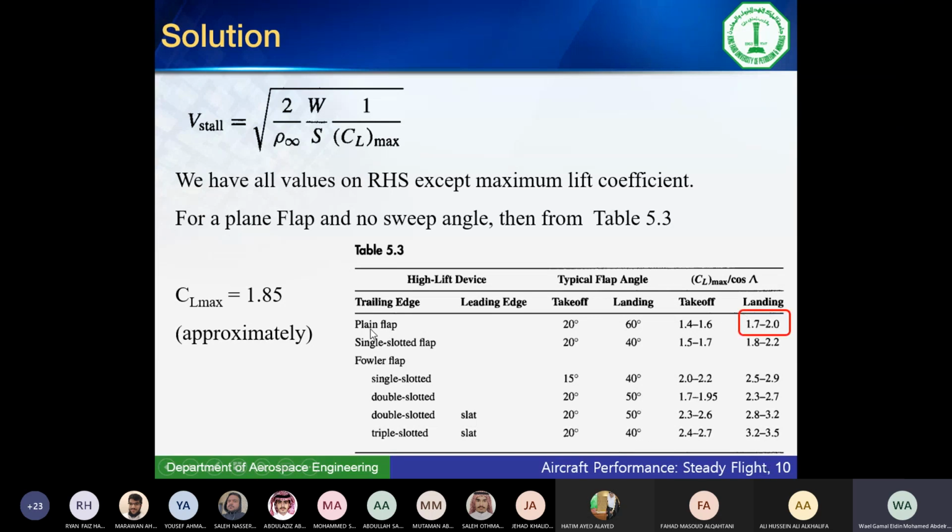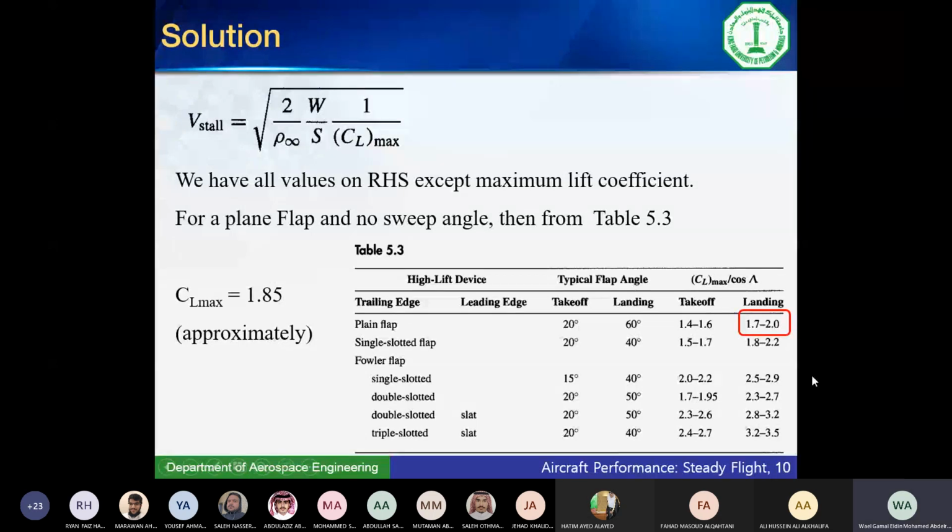So for a plane flap, the landing CLmax is somewhere between 1.7 and 2. I can take the average within that range, so I will take 1.85. Now that's only because I'm solving a problem, but for a later design problem, not for the midterm exam, I might want to take 1.9 or 2 if I have well-designed flaps, or 1.7 if I'm not very sure about the design of the flaps. But here, for problem solving purposes, we will take the average, 1.85.